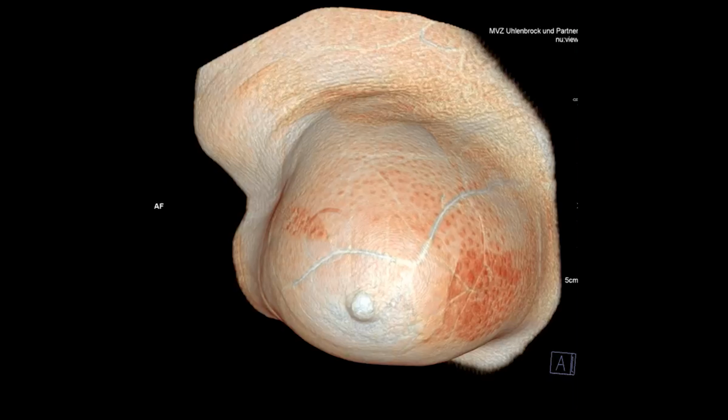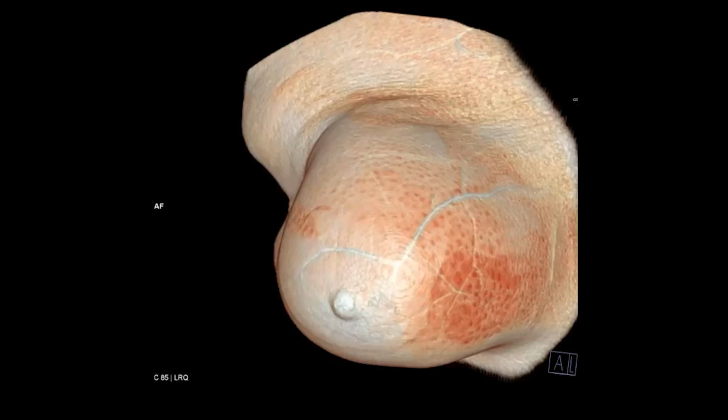The whole examination with contrast is done in less than 5 minutes for both breasts, and the dosage you come out with is the same as you are producing with a plain mammography in 2 views.